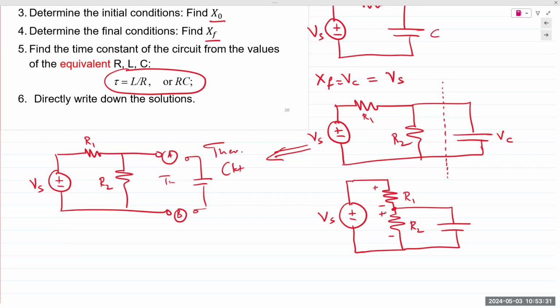So the question being asked is, would the Thevenin voltage that we find in this hypothetical example be equal to XF? The answer is yes, correct. So VTH that we find from here would be equal to the final value. The final value is basically the source voltage that is being applied to the capacitor. And in this case, it would be the Thevenin voltage.